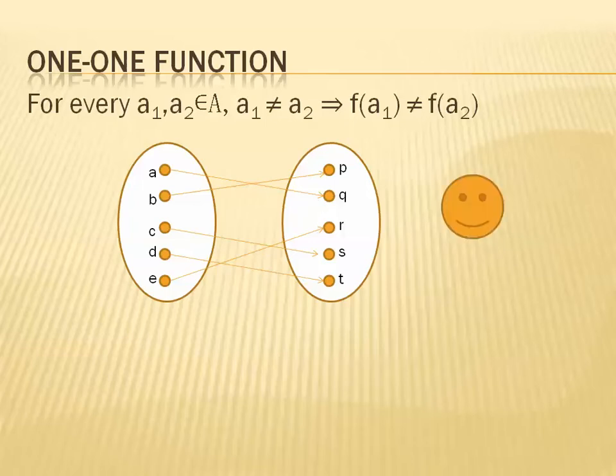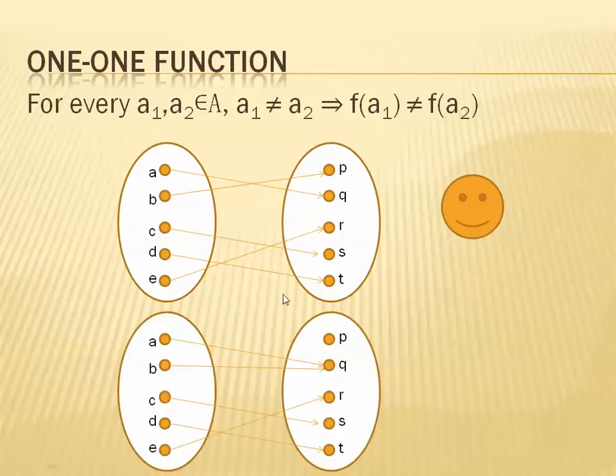So this function is a one-one function, while this function is not a one-one function because if you see these two elements a and b, then their image is the same. Their image is q, the image of a and the image of b both is q, and therefore this function is not a one-one function.